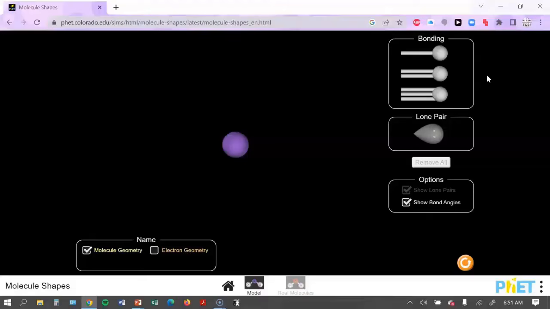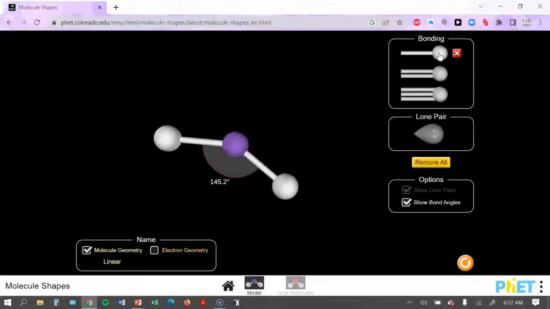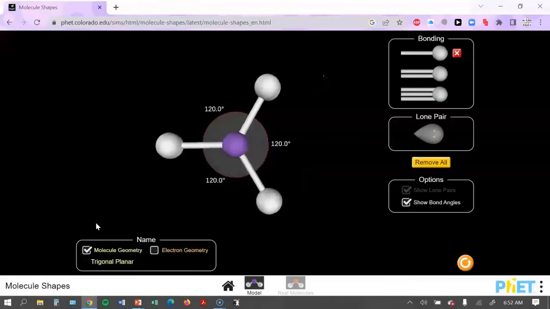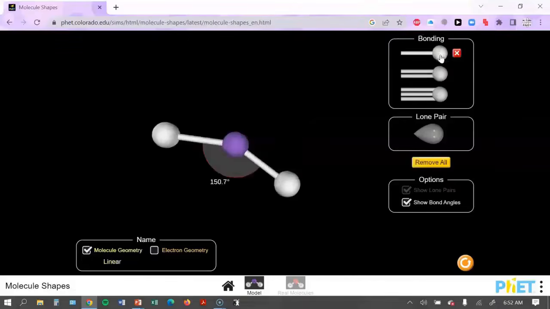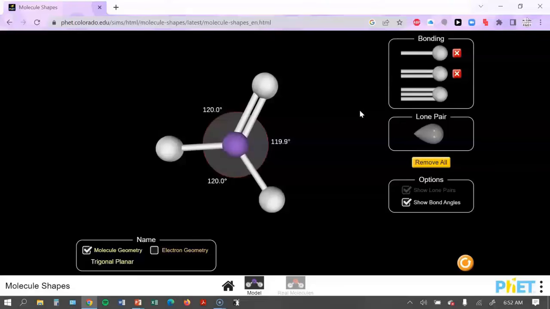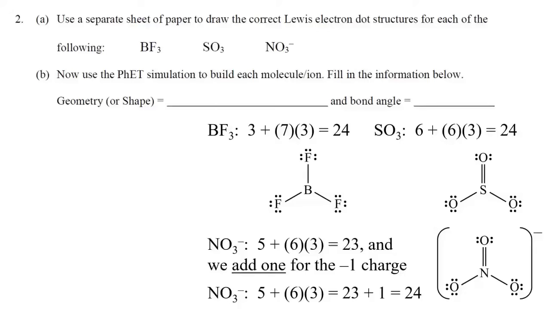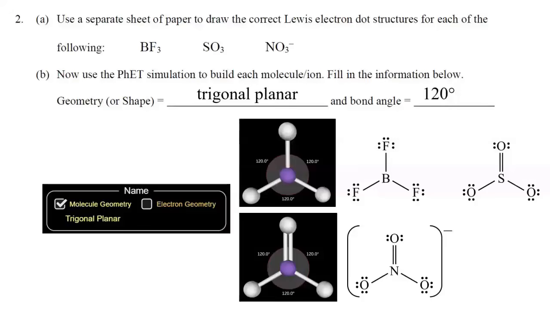So the BF3 molecule with 3 single bonds has the molecule geometry of trigonal planar, and the bond angles are 120 degrees. If instead we do 2 single bonds and 1 double bond, the molecular geometry is the same. It's trigonal planar, and the bond angles are 120 degrees. So the answer to question 2, part B, is trigonal planar, and the bond angle is 120 degrees. All right, let's move on to question 3.